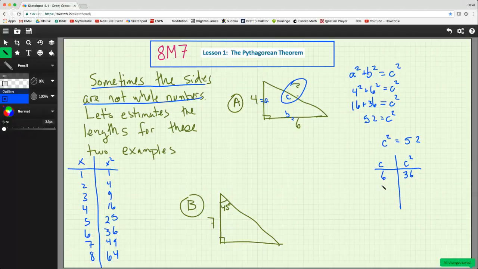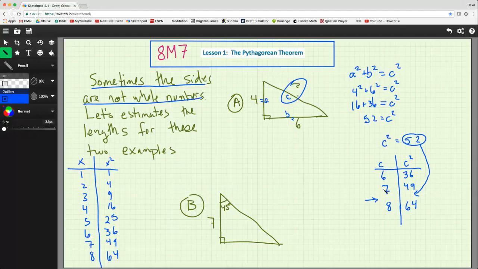If C was 7, then C squared would be 49. And if C were 8, then C squared would be 64. So what does C have to be if C squared is 52? Let's put that 52, where does it go? It goes right here, between 49 and 64. So C has to be between 7 and 8 in this example.